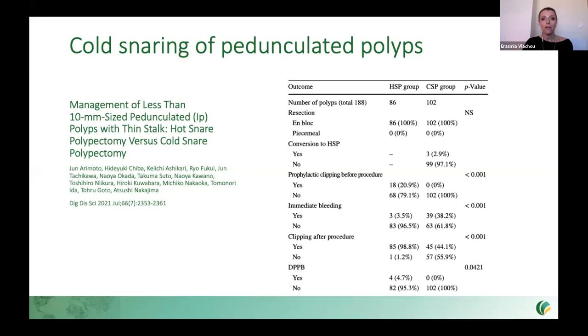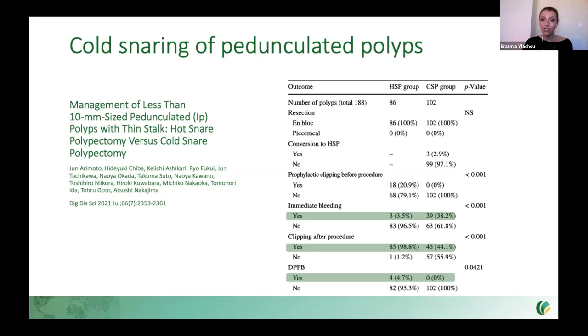In another retrospective study comparing cold and hot snare for pedunculated polyps of size up to 9 millimeters, delayed bleeding was also more commonly observed in the hot snare group, although most of the lesions in this group had prophylactic clipping after the resection. What was more commonly observed in the cold snare group was immediate bleeding, which is to be expected, although the difference between the two groups was significant.